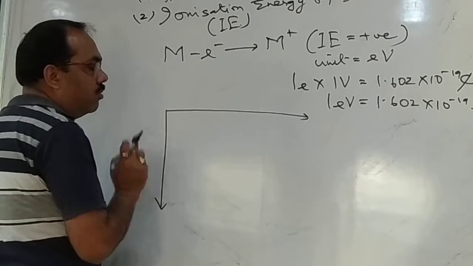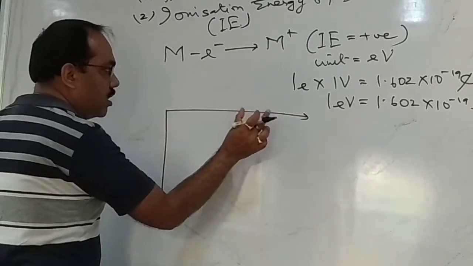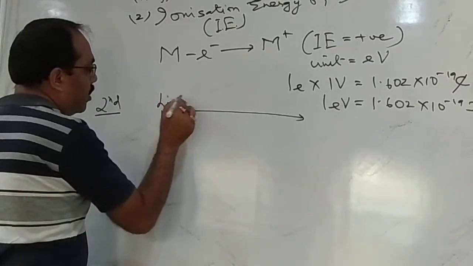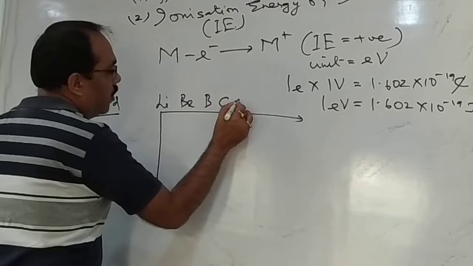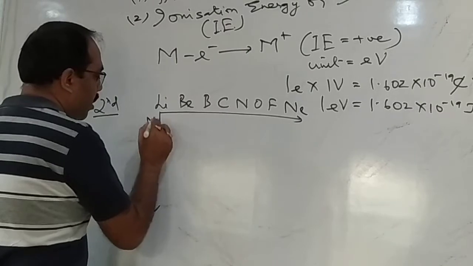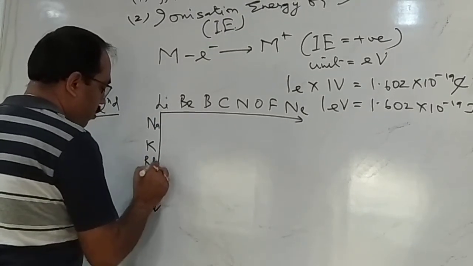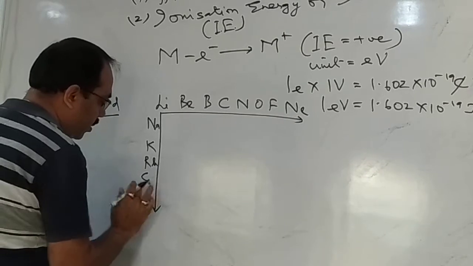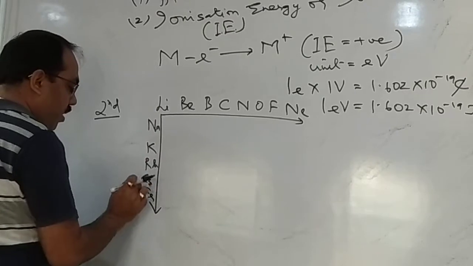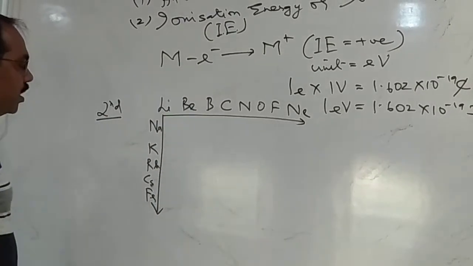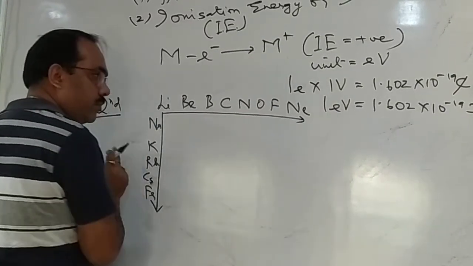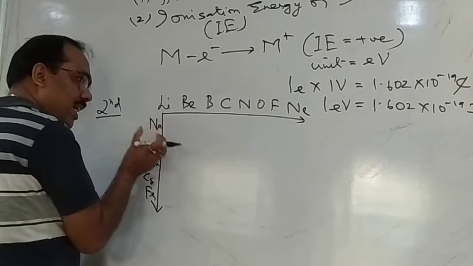Now, we are going to study ionization energy. Again, same thing. I am taking the second period: lithium, beryllium, boron, carbon, nitrogen, oxygen, fluorine, and neon. And down the group we have sodium, potassium, rubidium, cesium, and another one, francium. 1, 2, 3, 4, 5, 6, above which hydrogen is there. So what do you find? When you are moving across the period, nuclear charge is increasing, so atomic size is decreasing.